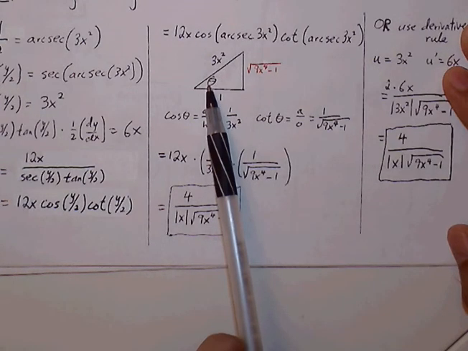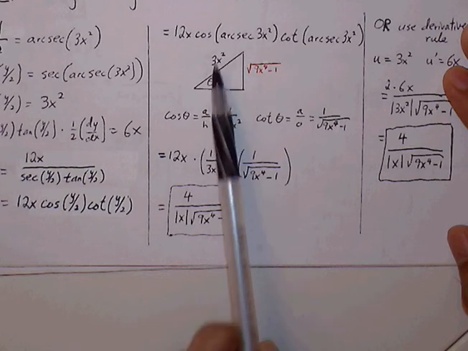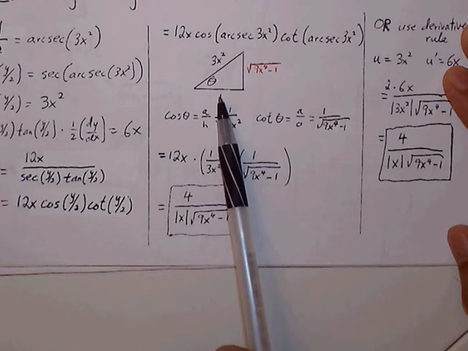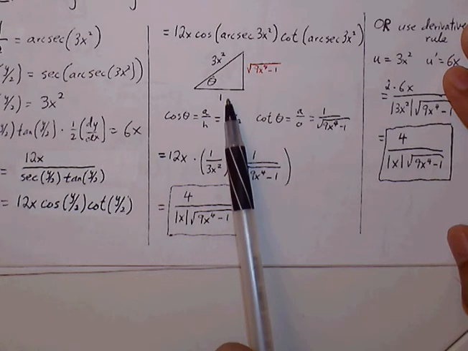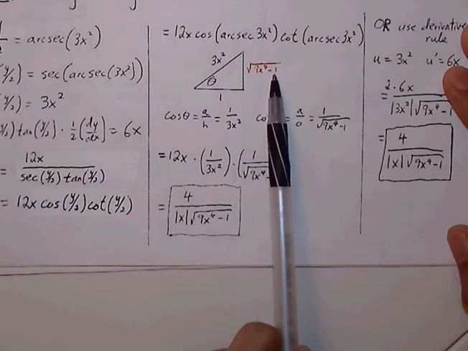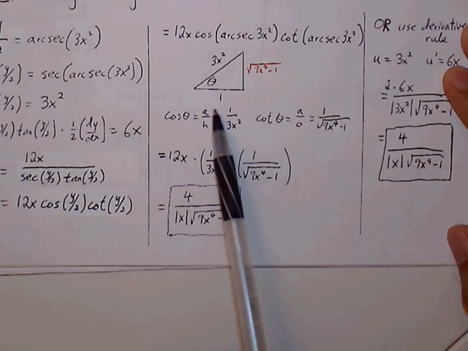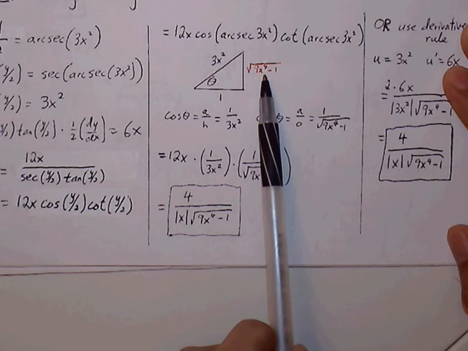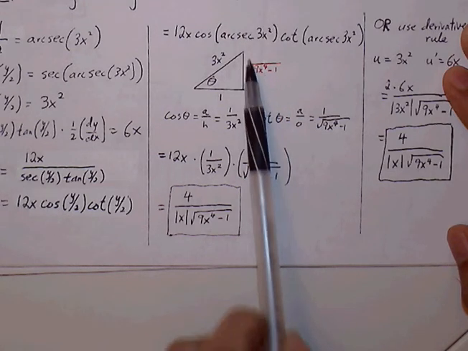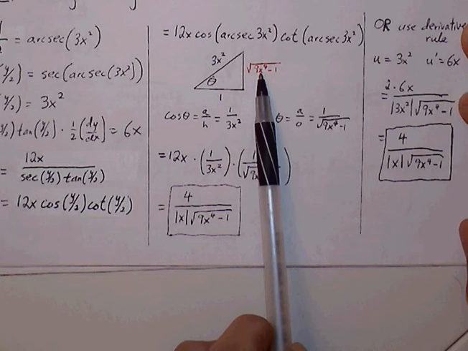Secant of theta is equal to 3x squared. Secant is simply hypotenuse over adjacent. So 3x squared over 1. Use Pythagorean theorem to find the third side. Hypotenuse squared minus adjacent squared is equal to opposite squared. Take the square root of both sides, so 9x to the fourth minus 1.